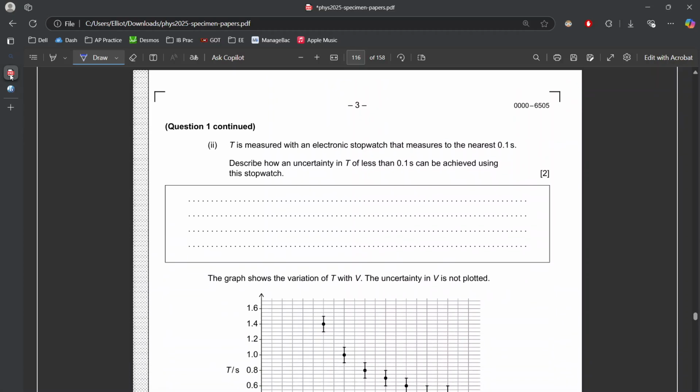Okay. T is measured with an electronic stopwatch to the nearest 0.1 seconds. Describe how an uncertainty in T of less than that can be achieved using a stopwatch. I guess you can measure. Okay, so you can measure multiple trials together.